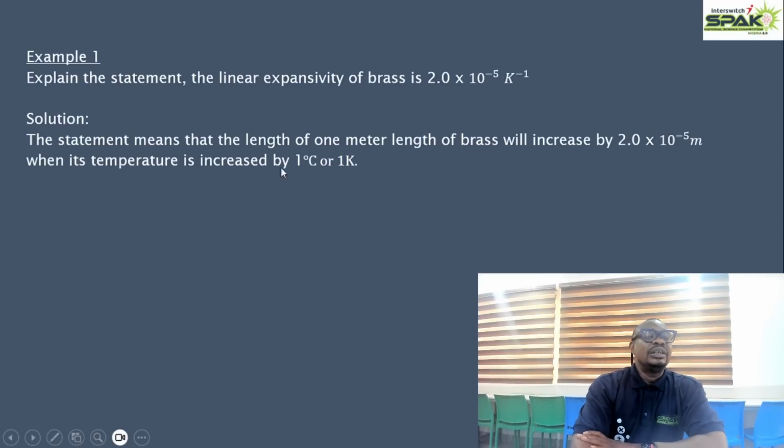So the first question under this, still on linear expansivity, says, explain the statement the linear expansivity of brass is 2.0 times 10 raised to the power minus 5 per Kelvin. The explanation is that the statement means that a length of 1 meter of brass will increase by 2.0 times 10 raised to the power minus 5 meters when its temperature is increased by 1 degree Celsius or 1 Kelvin.